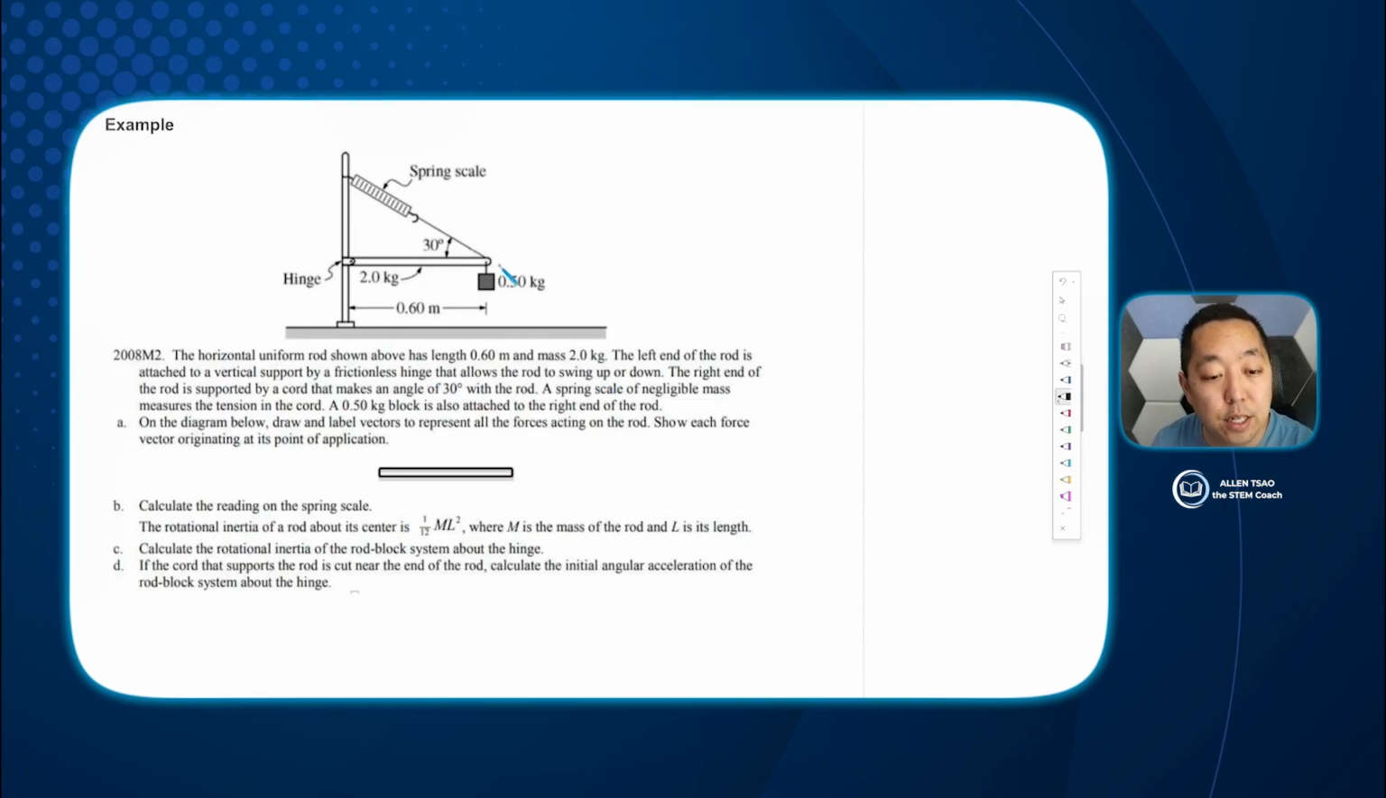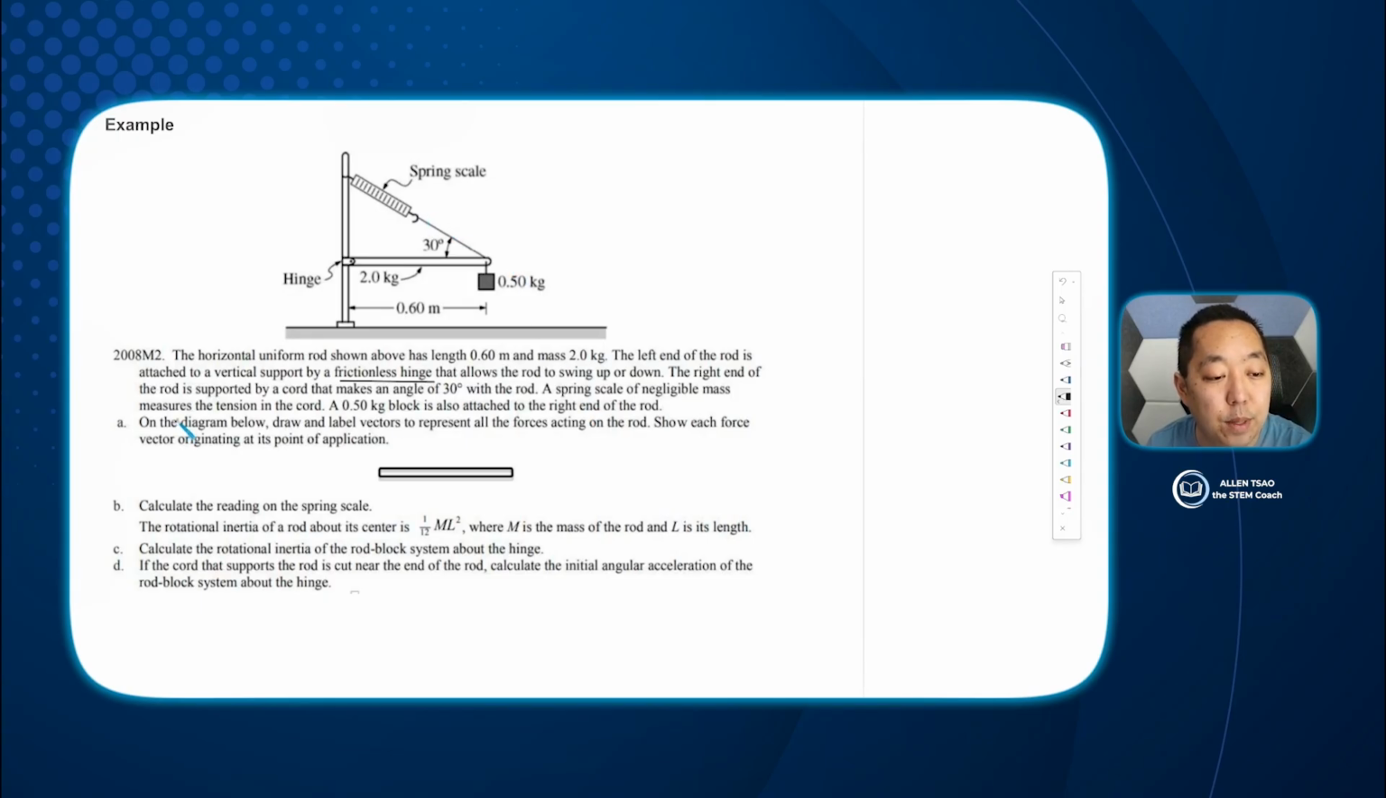2 kilograms here, has a 0.5 kilograms at the end, length of 0.6 meters. So all of this is just describing this picture here. Left end of the rod is attached to a vertical support by a frictionless hinge that allows the rod to swing up or down. The right end of the rod is supported by a cord that makes the angle 30 degrees with the rod. Okay, that's this part here.